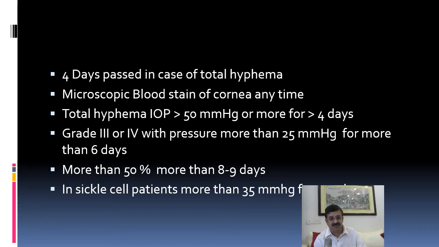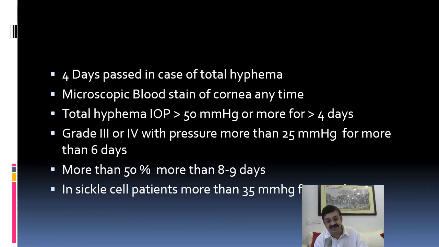Now, when do we admit the patient? When 4 days have passed in case of total hyphema. Microscopic blood stain of the cornea, anytime. Total hyphema, IOP of 50 millimeter Hg or more for 4 days. Grade 3 or 4 with pressure more than 25 millimeter of mercury for more than 6 days. More than 50% for more than 8 to 9 days. And in sickle cell patients who have more than 35 millimeter of mercury IOP for more than 24 hours.